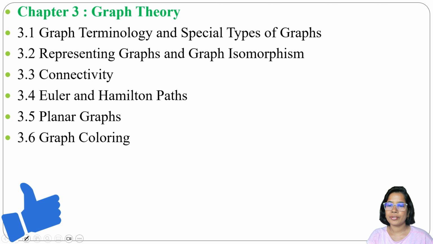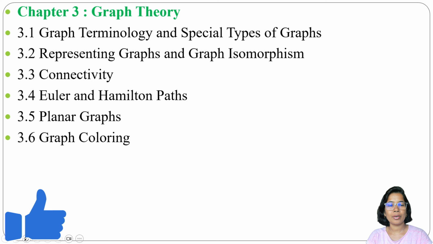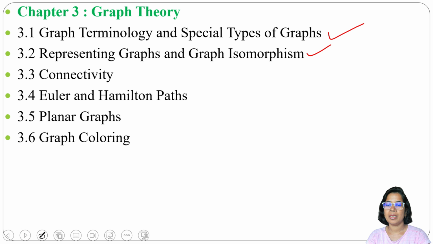In the graph theory chapter, I already finished graph terminology, special types of graph, representing graphs and graph isomorphism, connectivity, Euler and Hamilton paths. Next I will discuss planar graphs. After planar graphs, the last topic is graph coloring. So today I will start planar graphs.